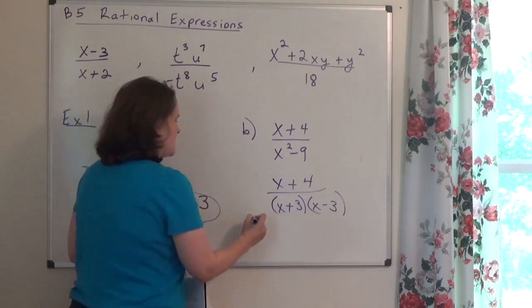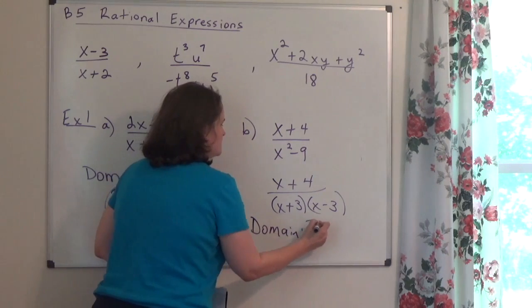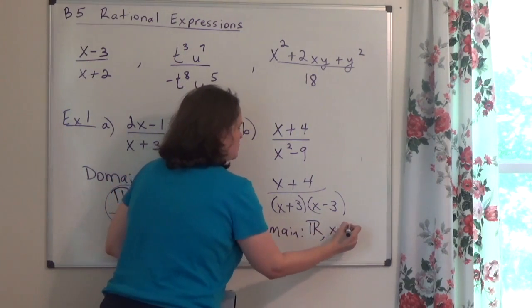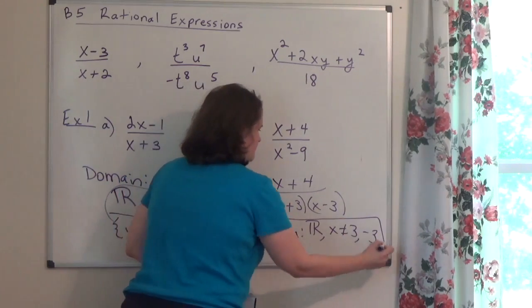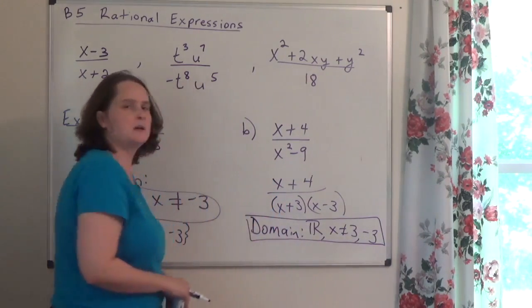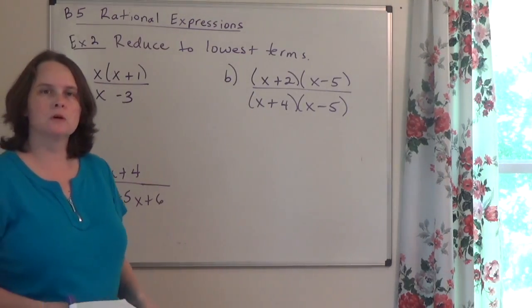So we can say that our domain is all real numbers, but x cannot equal 3 or negative 3. All real numbers, x cannot equal 3 or negative 3 is our domain. So we're ready to talk about example 2.